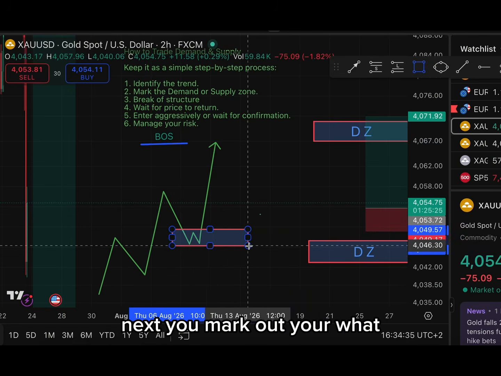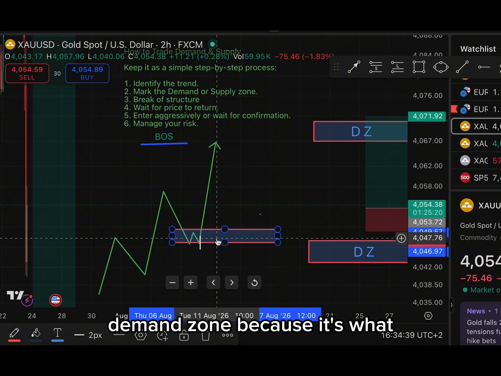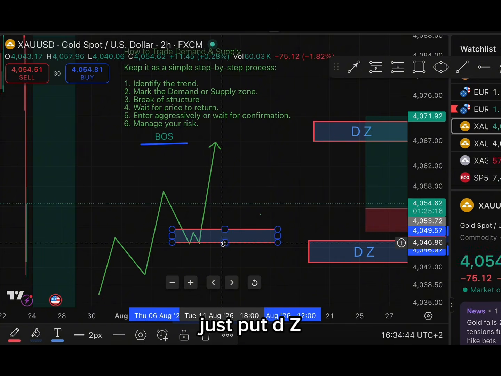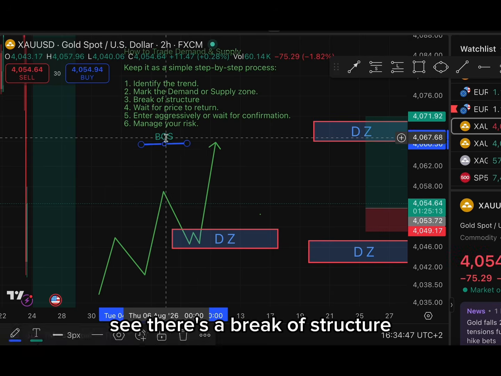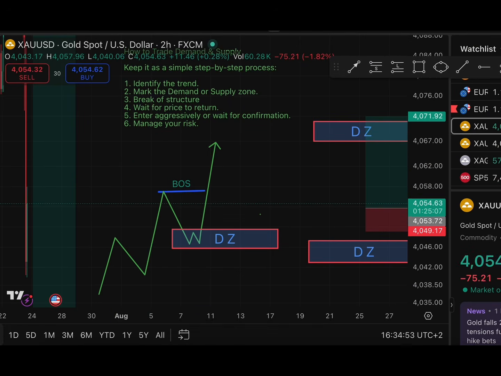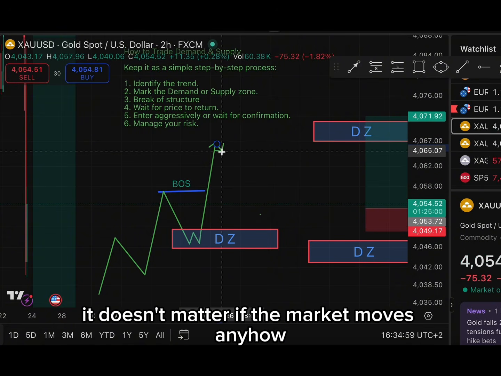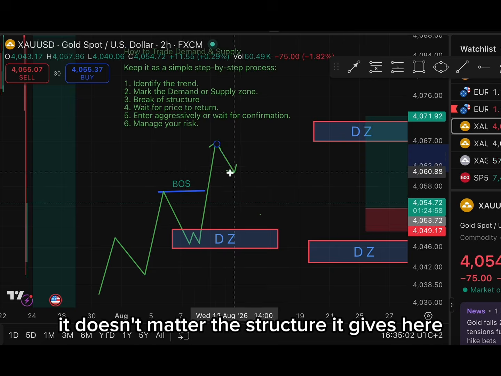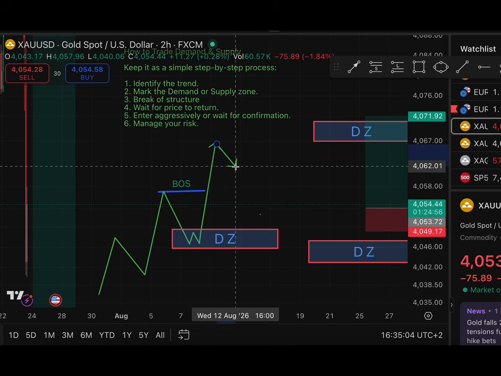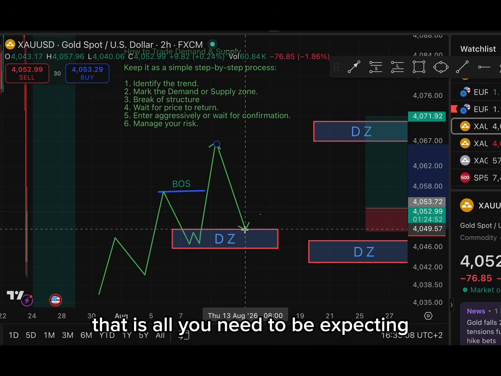Then what do you do next? Next, you mark out your what? Demand zone, because it's going up. Just put DZ. See, there's a break of structure. Then what do you do? Wait for it to return. See, after this break of structure, it doesn't matter if the market moves anyhow. It doesn't matter the structure it gives here. As long as it returns to this zone, that is all you need to be expecting.